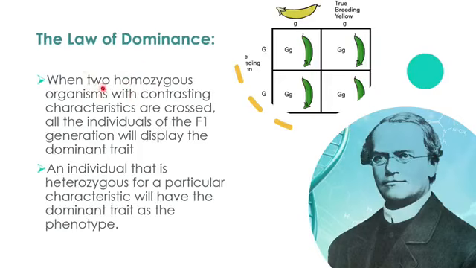So he said that when two homozygous organisms, so that is basically like a purebred tall and a purebred short pea, are crossed, then all of the individuals of the next generation, and we'll explain what this F1 generation is in a bit, all of their offspring will then display the dominant trait. Right, so because in my example all of the offspring were tall, therefore he said that being tall is then the dominant trait, or the dominant allele for this gene.